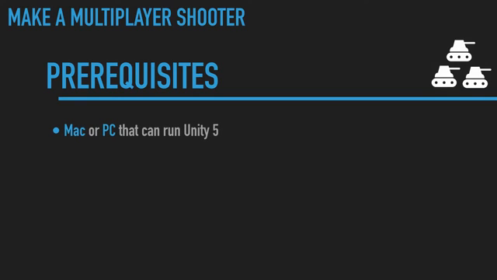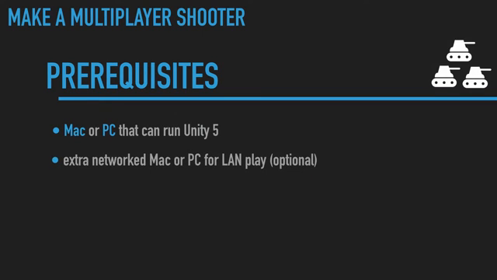Obviously, you'll need a Mac or PC running Unity 5. We're going to build for Mac or PC standalone, and we're going to concentrate on the networking library. If you have another Mac or PC that you want to use for network play, then great. But you don't need it, at least not until the very end. You can run 2 client sessions on the same machine and simulate running on a network at any time, just with the one machine.